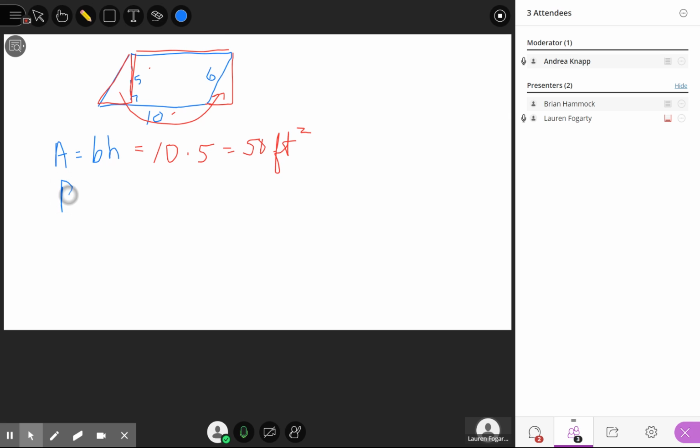So why would he use the 6 to find that? Because the 6 is not the height. The 6 is the side of the parallelogram, but it's not the height of it. The height is always perpendicular to the base, at a right angle to the base. So that's why I use the height of 5. Does that help?